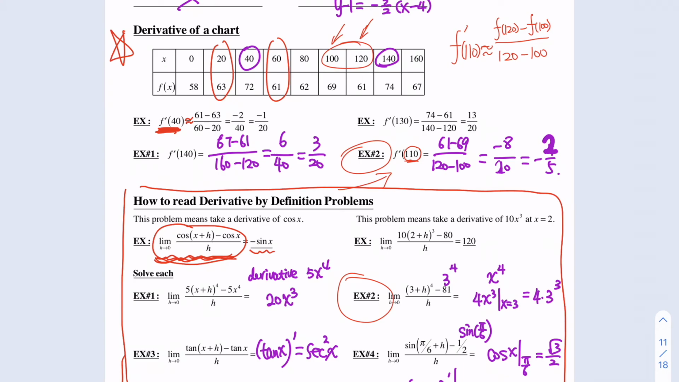For example, example 2, limit as h goes to 0 of (3 plus h) to the fourth minus 81 over h. Sometimes you have to figure out what your function is exactly. So it's f of x plus h minus f of x over h, right? So f of x in this case, we are going to write something to the fourth power. So 81 equals 3 to the fourth. In this case, we can write f of x as x to the fourth. So this is the derivative, basically derivative of x to the fourth at x equals 3, because the value here is 3, right? A plus h minus f of a.